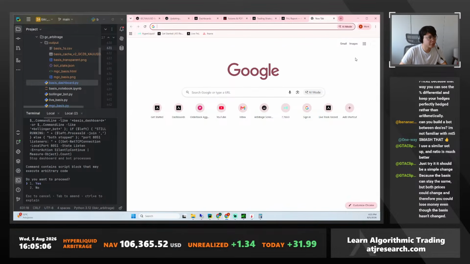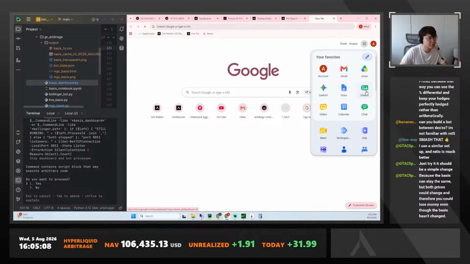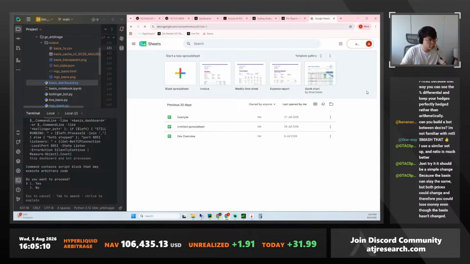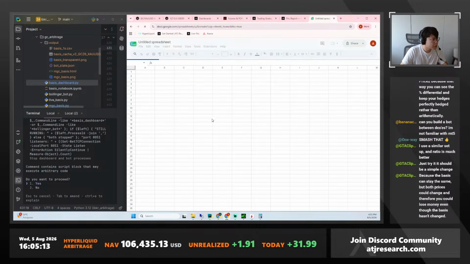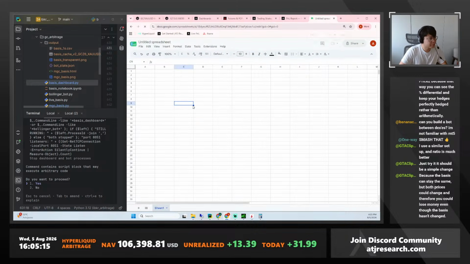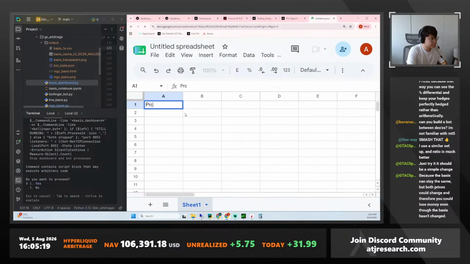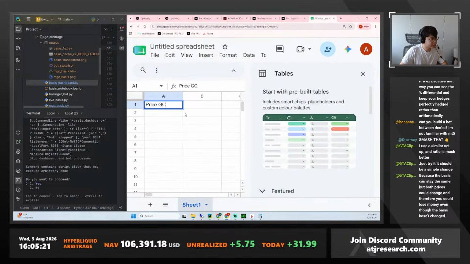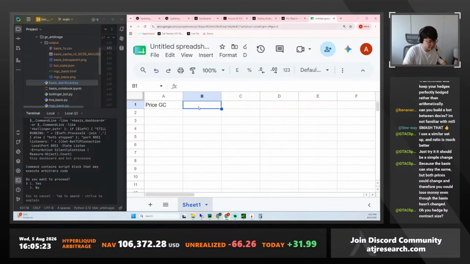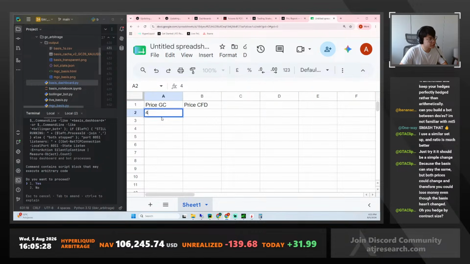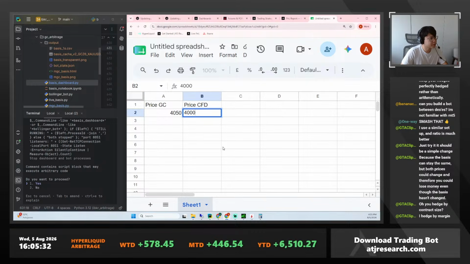Maybe I can open a spreadsheet and explain what I mean. And maybe you can also give one of your examples. But for example, what I mean by that is, if I zoom in, we have the price of GC and the price of the CFD, right? So let's say the price of gold on futures is 4,050 and on the CFD it's 4,000, right? So here our basis is 50, right?